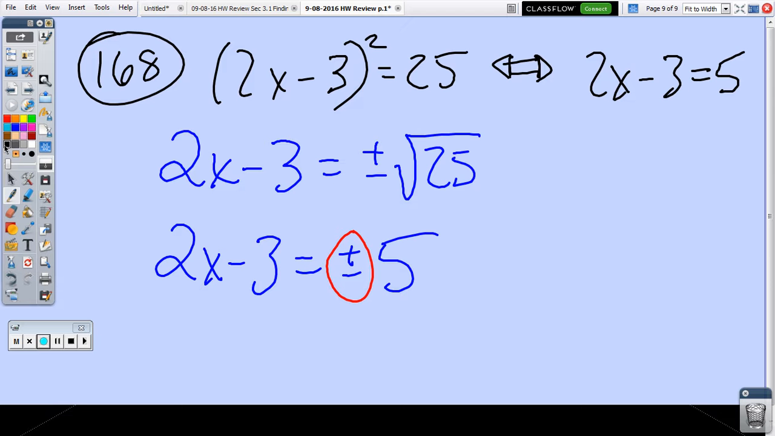So let's focus on this: if we solve for x for this one, we're going to have one solution. If I add 3, I get 8, and then divide by 2: 2x equals 8, and then dividing by 2, x equals 4.